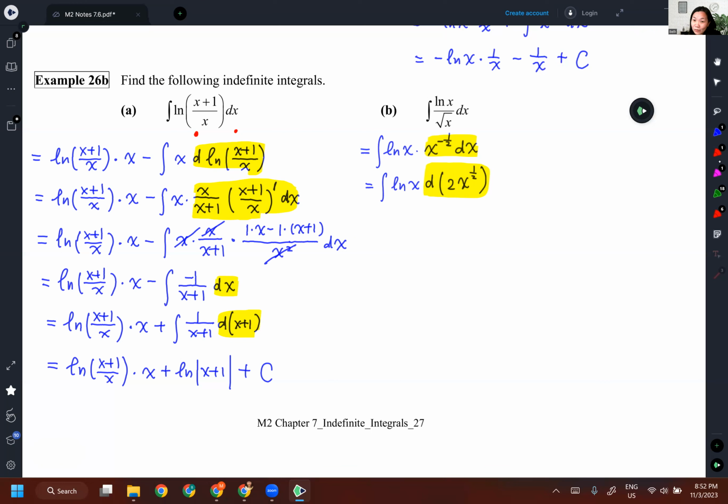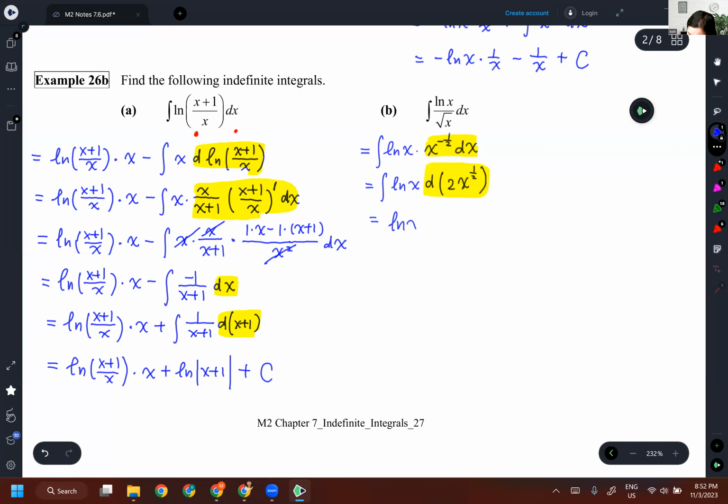Now you can see the power from -1 over 2, it's raised to 1 over 2. How did that happen, right? And the coefficient wasn't there, and now there is a 2. Why is that there? Okay, now we're ready.